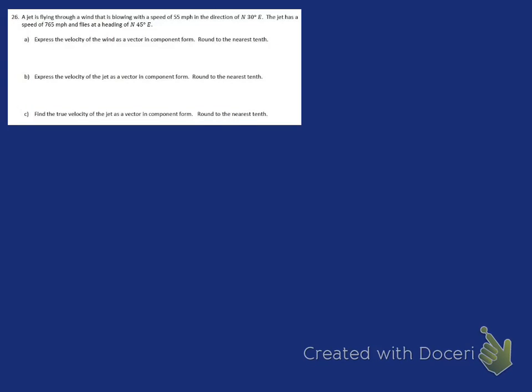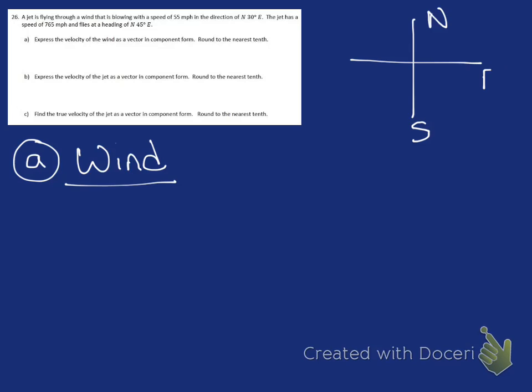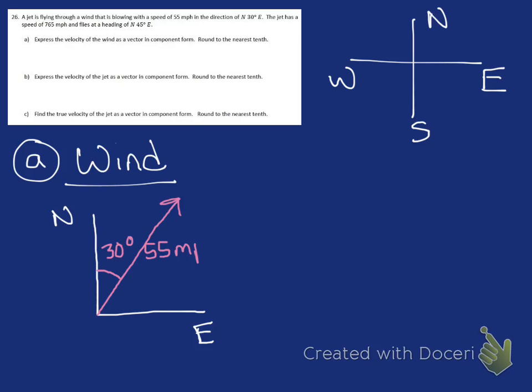In problem 36, we're going to be working with a jet that's flying through the wind, and we're given the vectors for both the jet and the wind. It's helpful to sketch off to the side your compass rose so that you know what direction you should be drawing your vectors in.